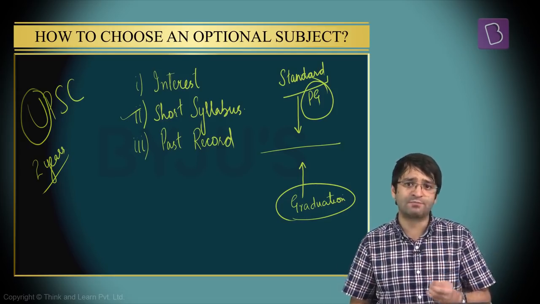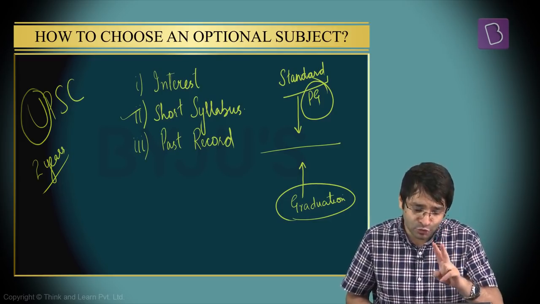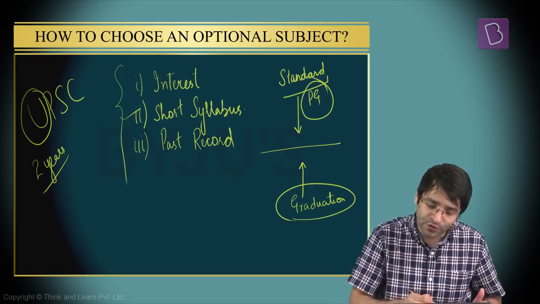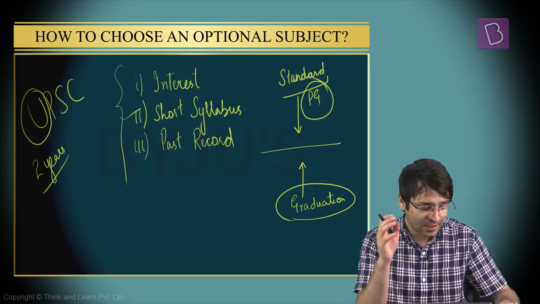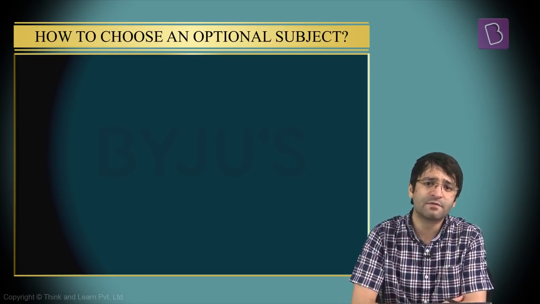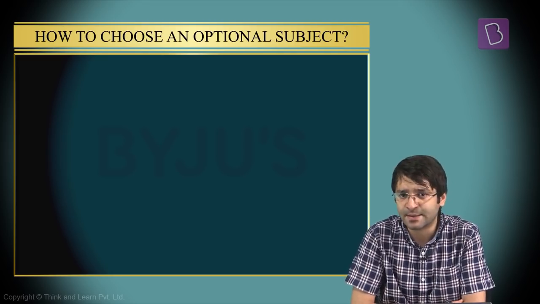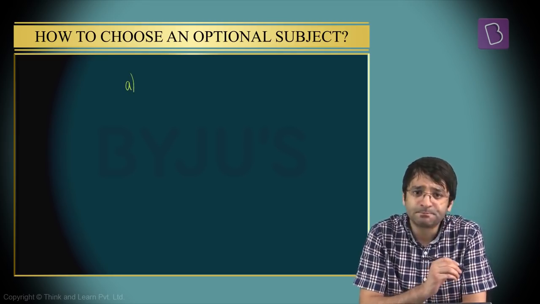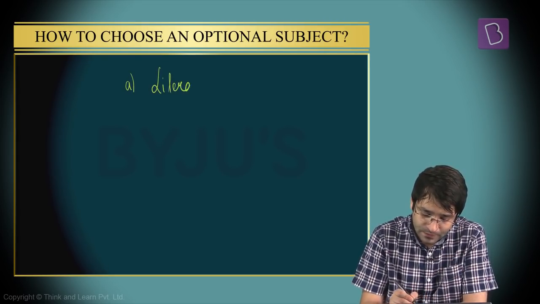3 factors you have to keep in mind. Number 1, interest in that optional. Number 2, short syllabus. Number 3, past record of that optional. These are the 3 factors you have to keep in mind. But based on these three factors, which is the best optional for your civil services examination? I'll give you a list. Number one, a literature subject.